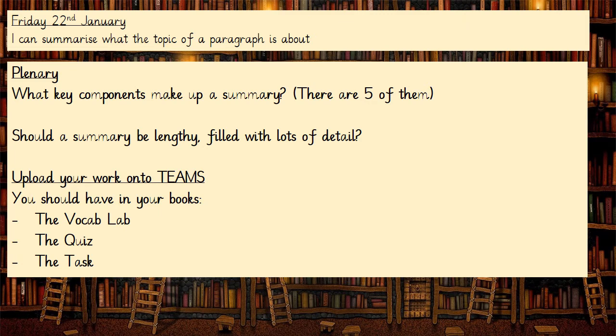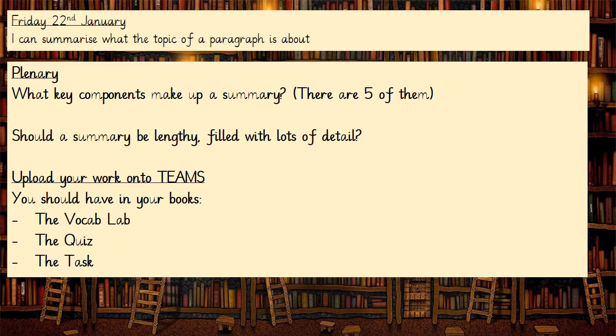To end the lesson, let's think. What key components make up a summary? Now normally there are 5 of them. 5 key words that help us to summarise a text. What are they? Okay, so you'd have had who, what, where, when and why. You might have even had how as the final one.